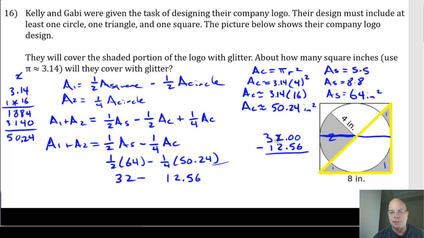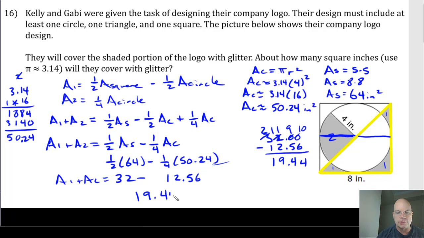And I'm going to borrow, make this a 9, make this a 10. 10 minus 6 is 4, 9 minus 5 is 4. Borrow here, 11 minus 2 is 9, and 2 minus 1 is 1. So A1 plus A2 is equal to this difference, or 19 and 44 hundredths inches squared. I'm just going to pause for a second and check my key to make sure I didn't make any mistakes along the way there. No, that's correct. 19 and 44 hundredths inches squared.